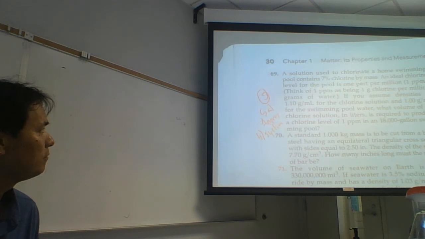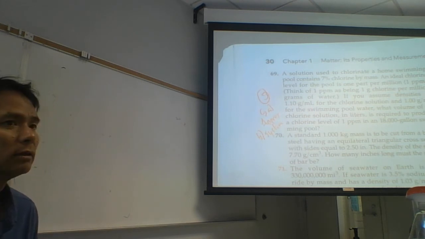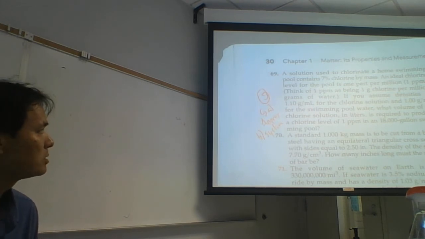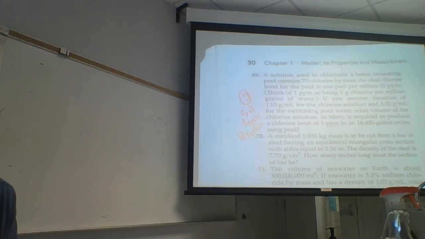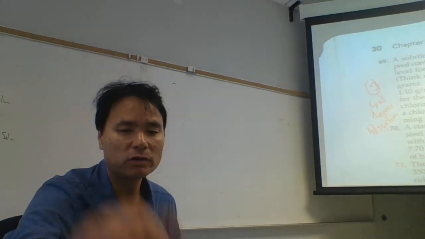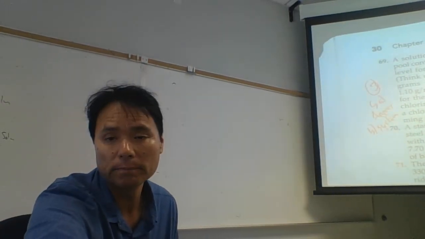Ideal chlorine level for the pool is 1 part per million. So we do the same thing for that sentence. And they give us a hint about what 1 ppm means. If you assume densities of 1.10 grams per milliliter for the chlorine solution and 1.00 grams per milliliter for the swimming pool water, what volume of chlorine solution in liters is required to produce a chlorine level of 1 ppm in an 18,000 gallon swimming pool? So go through the rest of the problem and see what kind of conversion factors we can get from that.